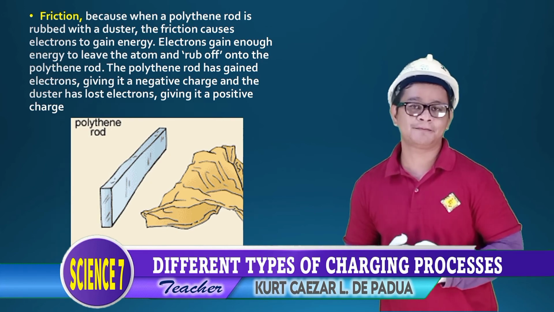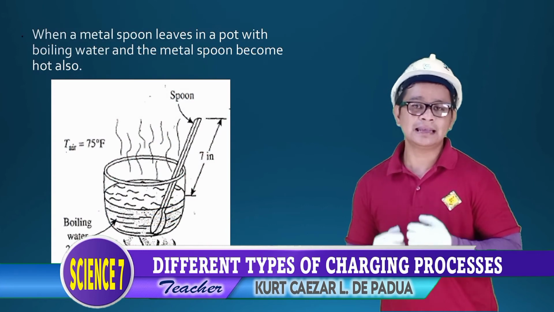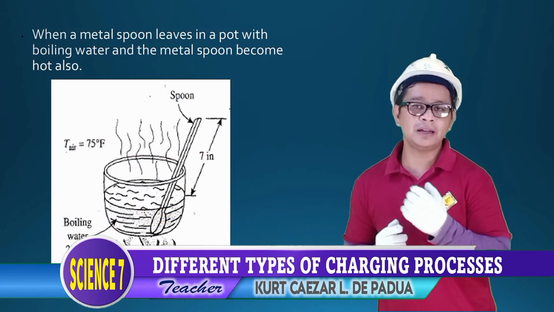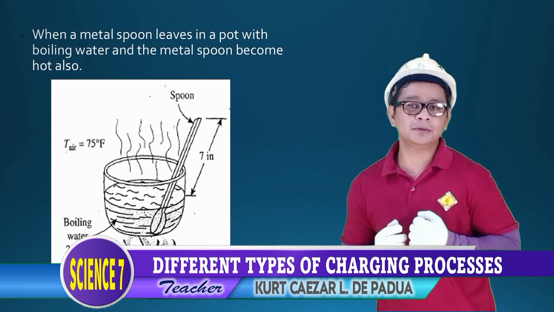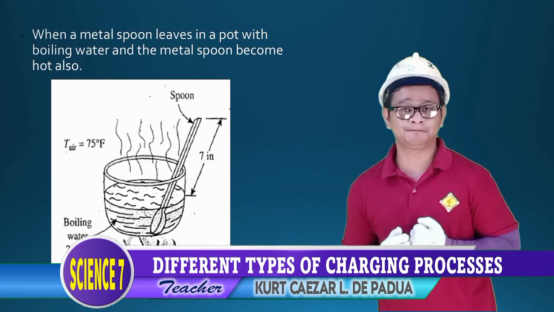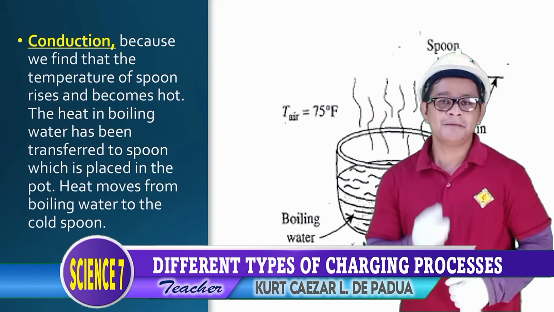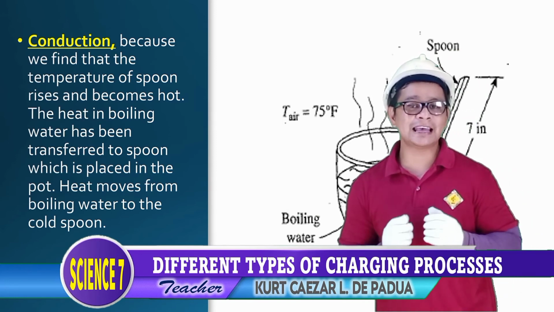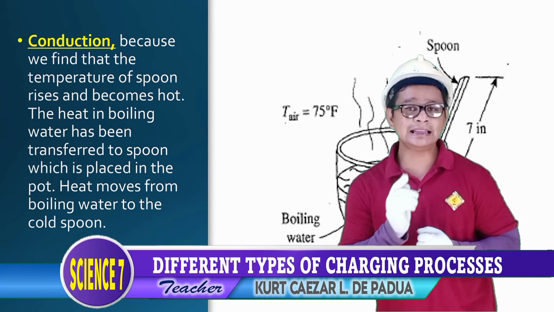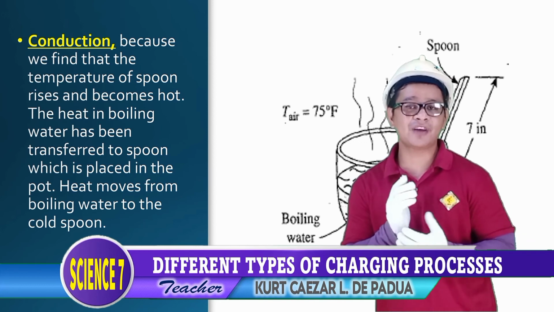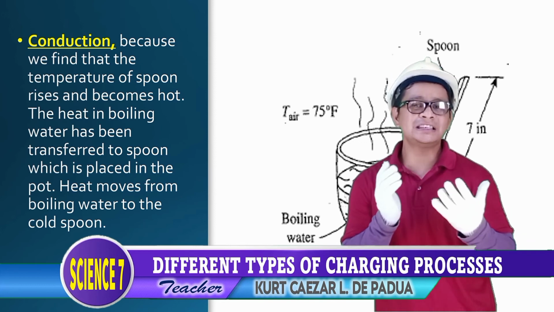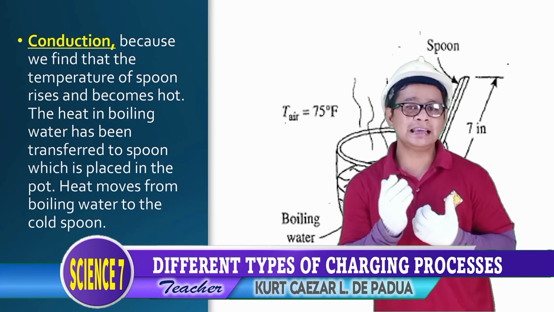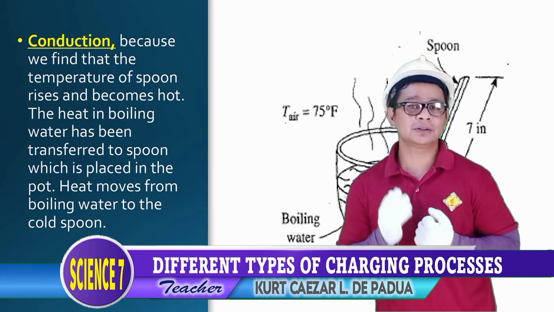When a metal spoon is left in a pot with boiling water, and the metal spoon becomes hot also, it's conduction. Because we find that the temperature of the spoon rises and becomes hot. The heat in the boiling water has been transferred to the spoon, which is placed in the pot. Heat moves from the boiling water to the cold spoon.